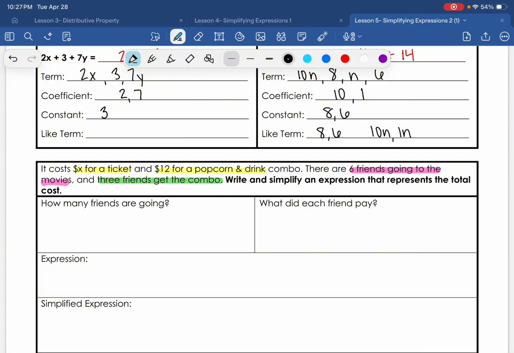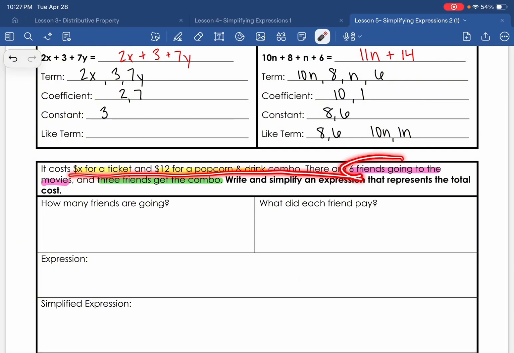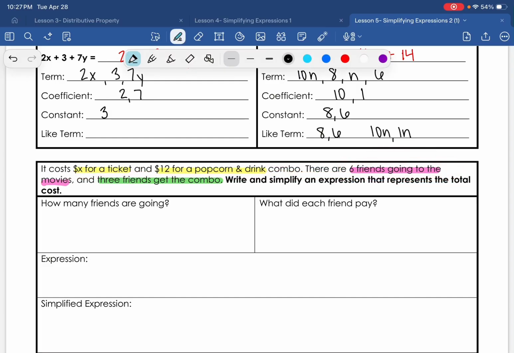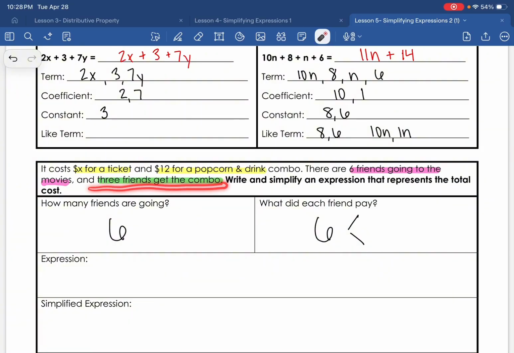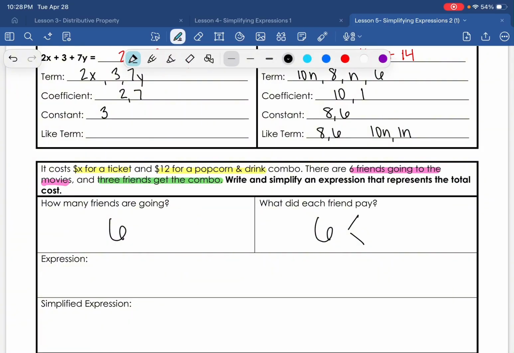Okay, first question. It says, how many friends are going? Okay, well, if I look back in my text, 6 friends are going. What did each friend pay? Okay, well, I know that 6 friends altogether, but remember 3 of them got a ticket and the combo. So 3 friends bought a ticket plus the combo, while the other 3 just bought a ticket.